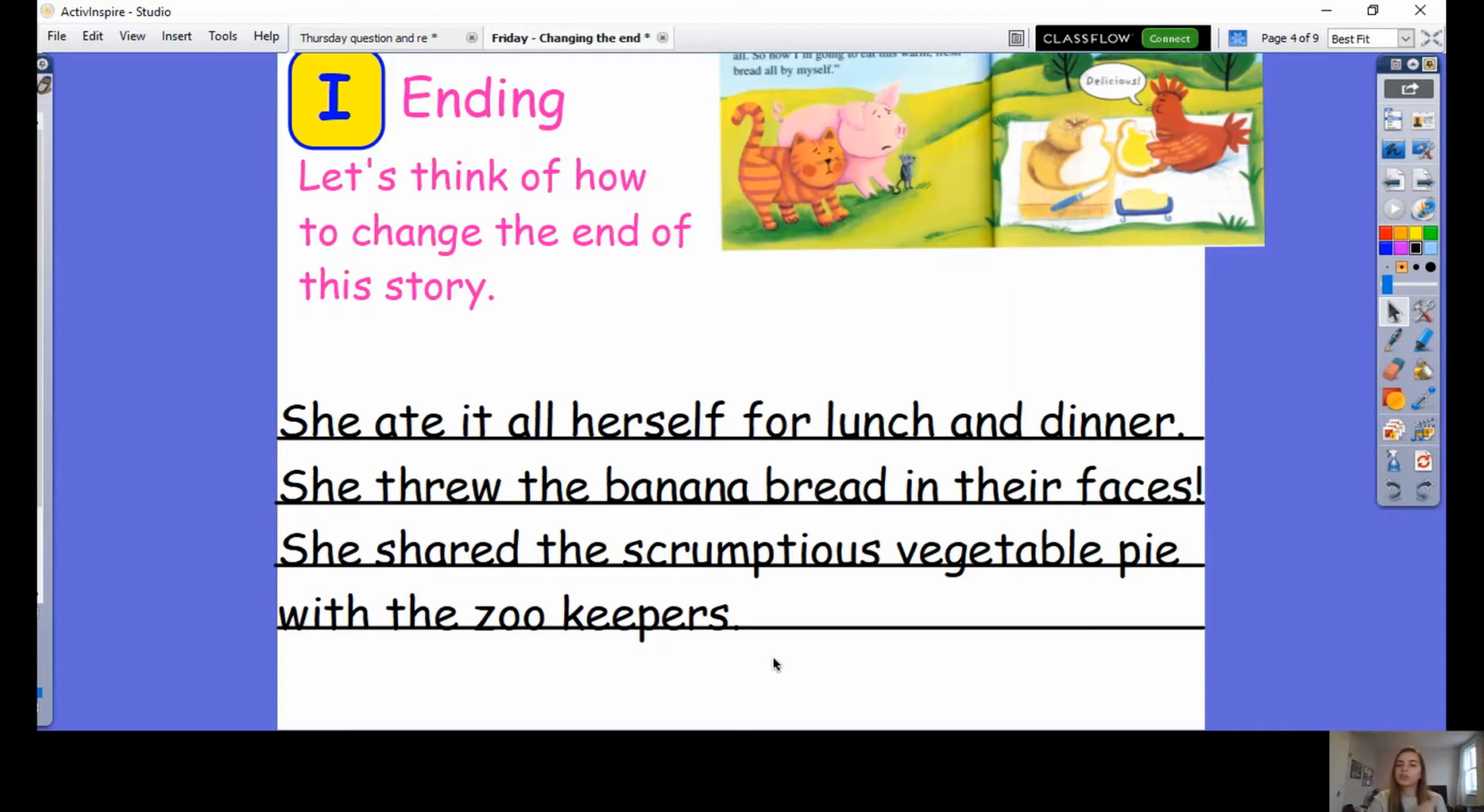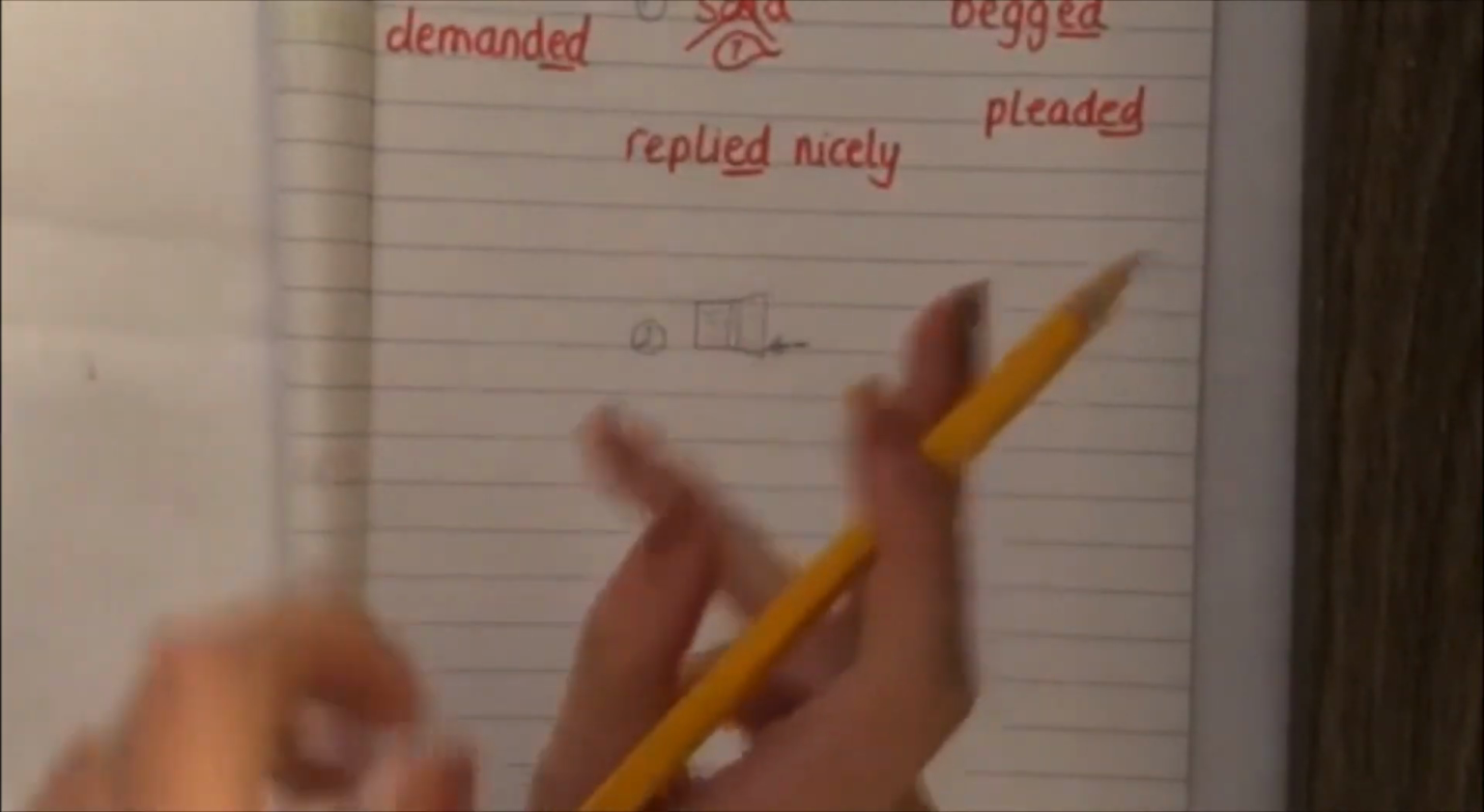So I am going to show you now how I wrote down 3 different possible endings I could pick from today on my vocabulary list. Now I'm going to be writing about the ending. I drew a book here and pointed to the end to help me remember what I'm writing about. So I need to think of 3 different ways I could end my story.